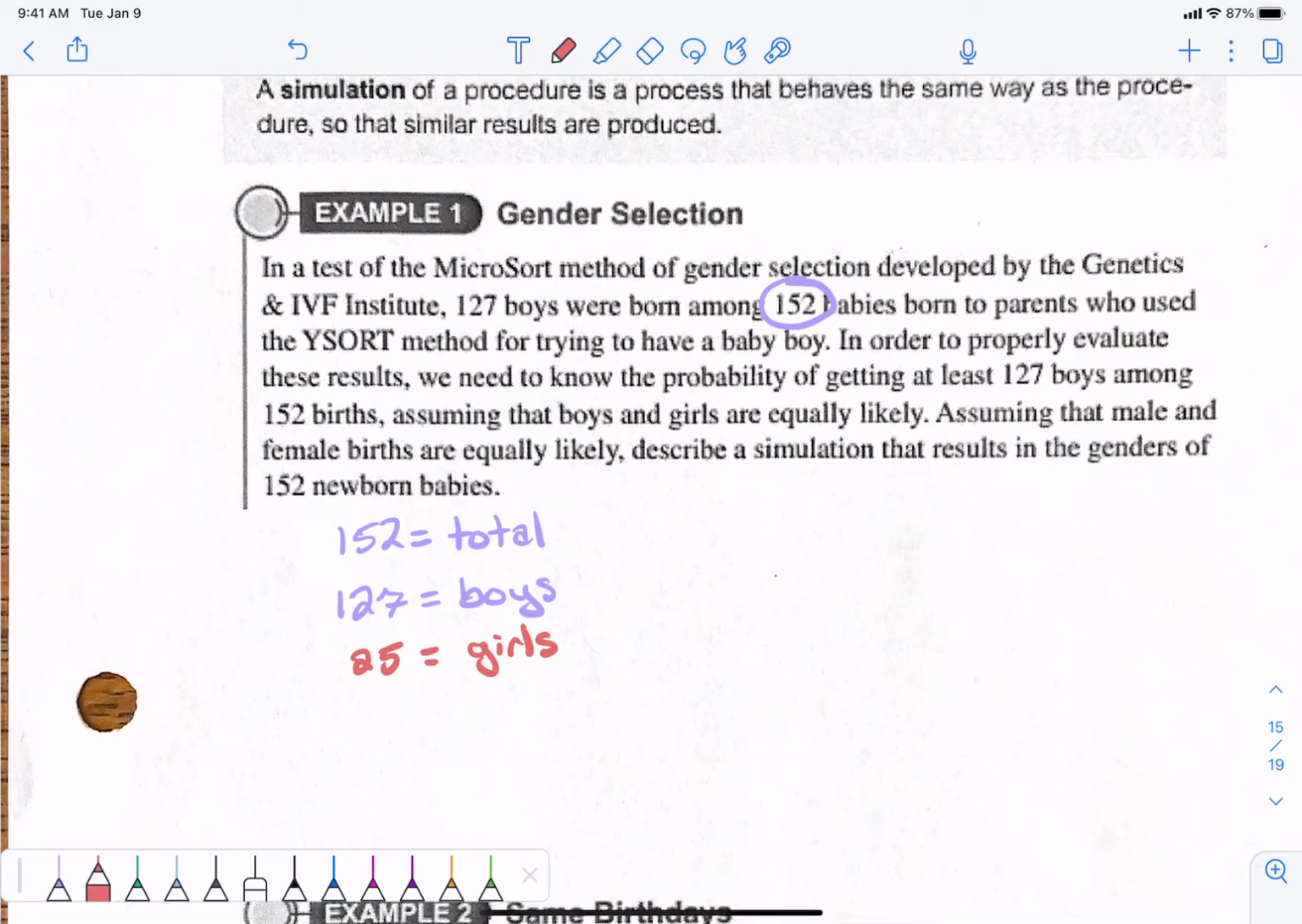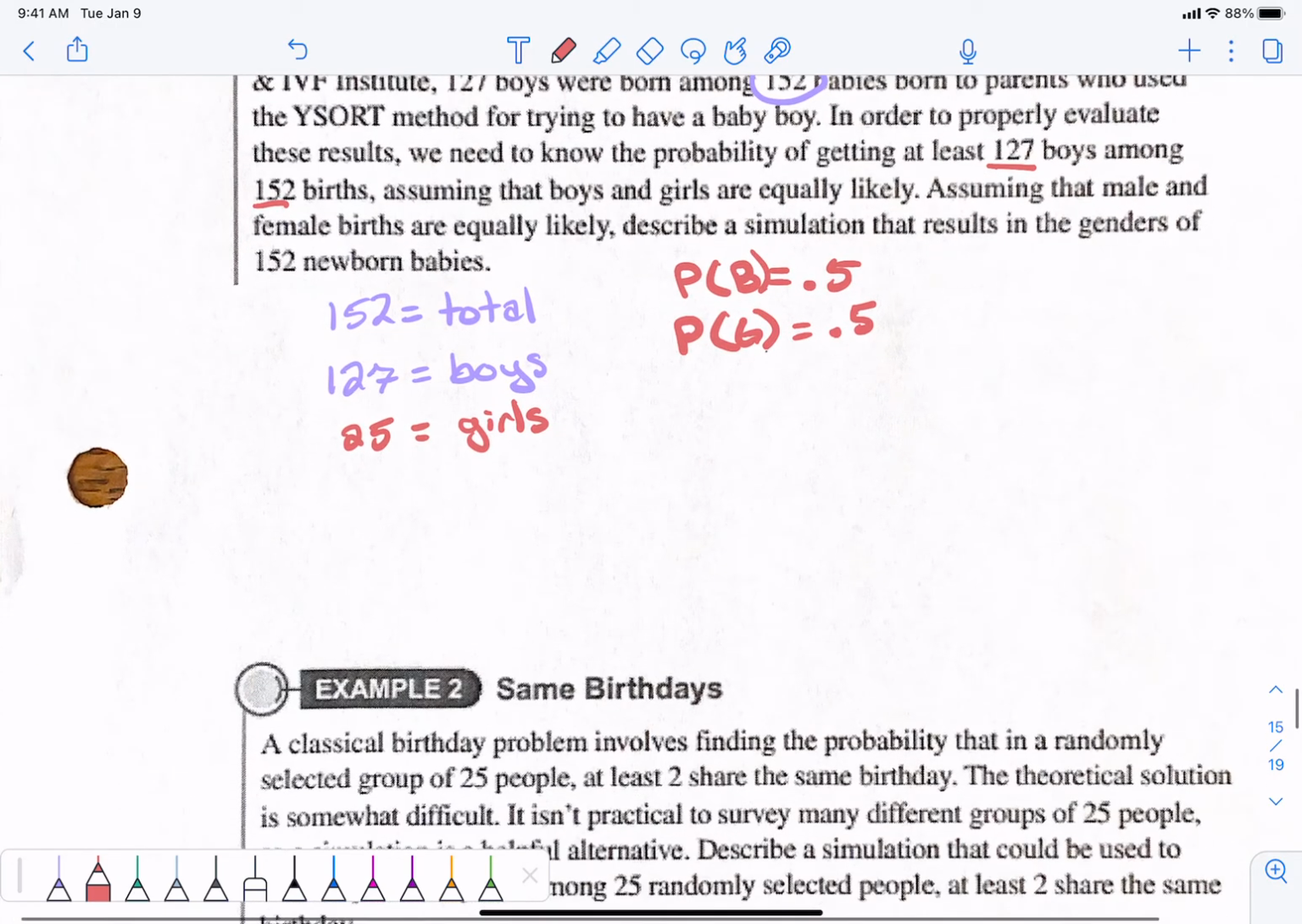So in order to properly evaluate these results, we need to know the probability of getting 127 boys among 152 births, assuming that boys and girls are equally likely, so the probability of a boy is 50% or 0.5, and the probability of a girl is also 50%. We want to describe a simulation that results in the genders of 152 newborn babies. How could we do this to see what our results would be with a 50-50?